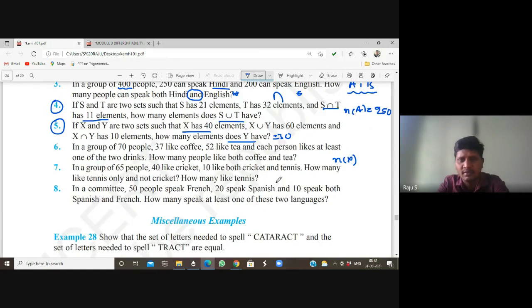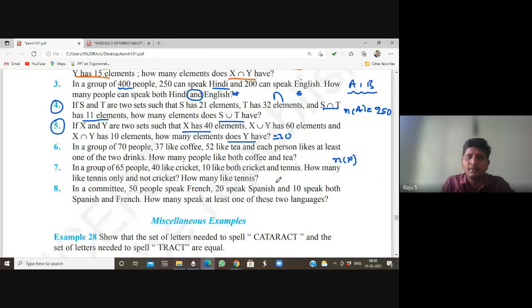Question number 6. In a group of 70 people, 37 like coffee. Coffee, it's better to take it as C, C nothing but coffee. So how many people like coffee? The number of people will be 37.